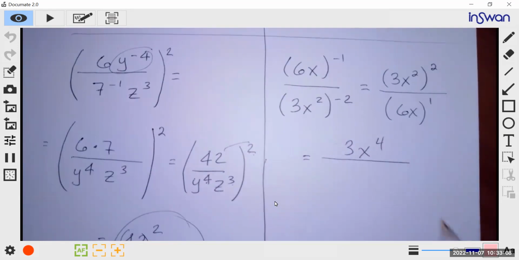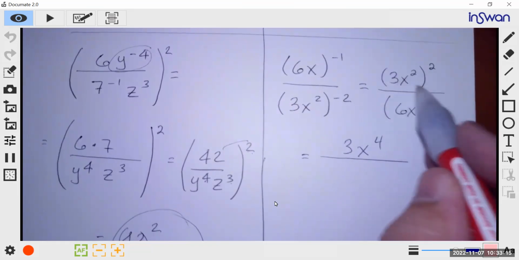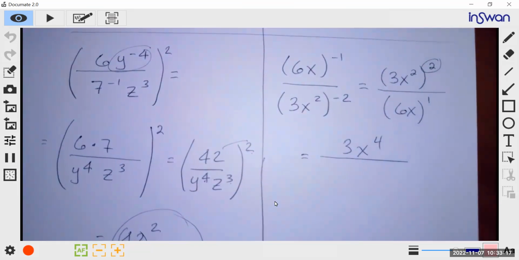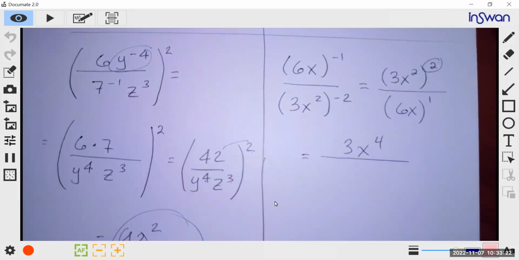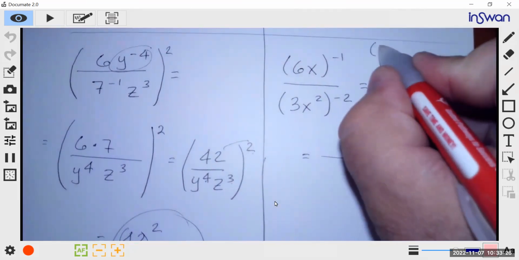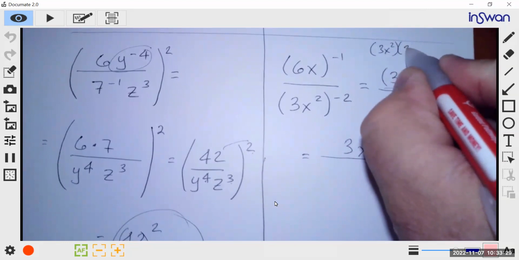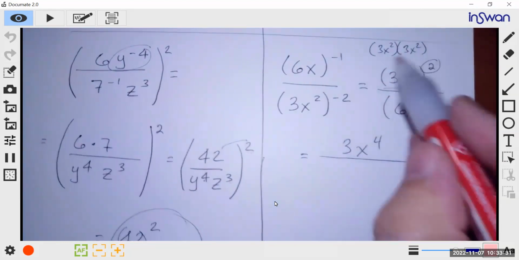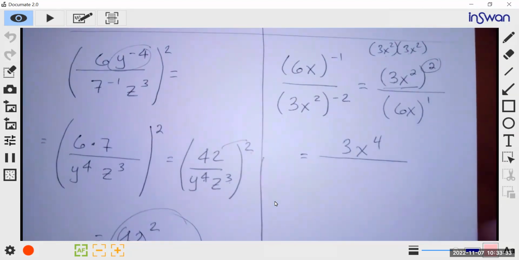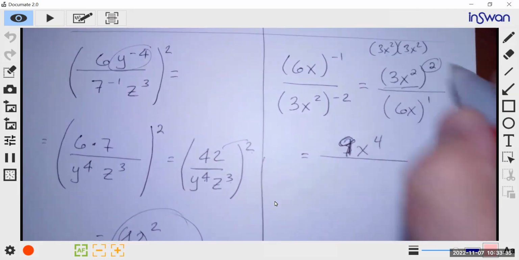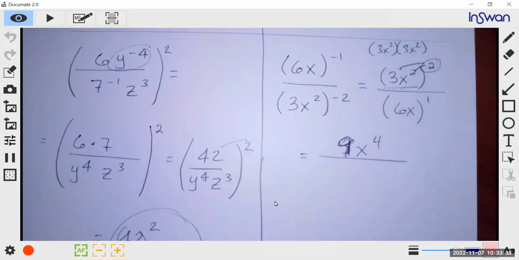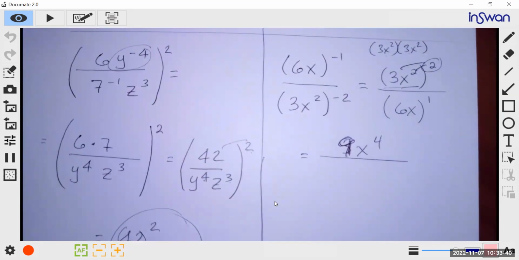3x to the power 4. Anybody agree with that? I don't. What happened to the 3? Isn't that inside the parentheses? Doesn't it get any of that? What this is, is 3x squared times 3x squared. What is 3 times 3? Every term gets that distributed. Everything inside the parentheses gets distributed.